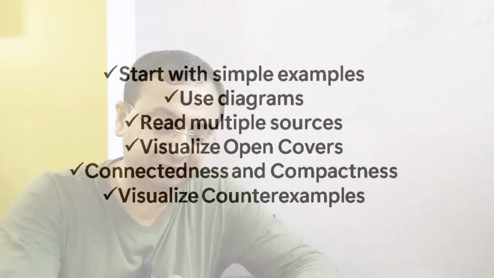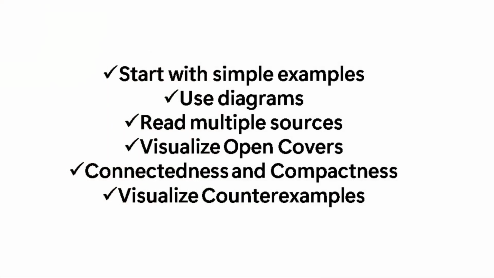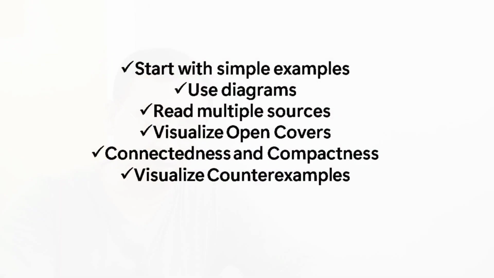So here are some quick solutions that you can try. Number one, start with simple examples. I told you that there is no metric space, there is no line. Use diagrams. Yes, you can use a diagram instead of a line. You make the points very close to each other; they are compact with each other. Read multiple sources, because sometimes you might find that one source is not good enough. Please do read multiple sources, videos, books, lecture notes, etc. Visualize open curves.